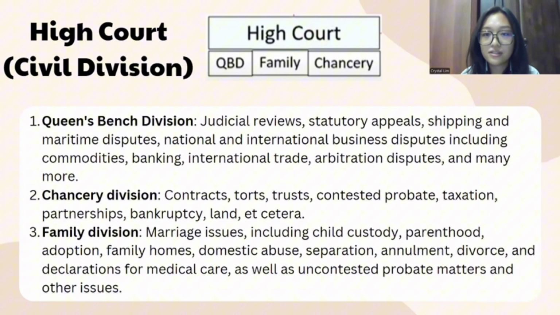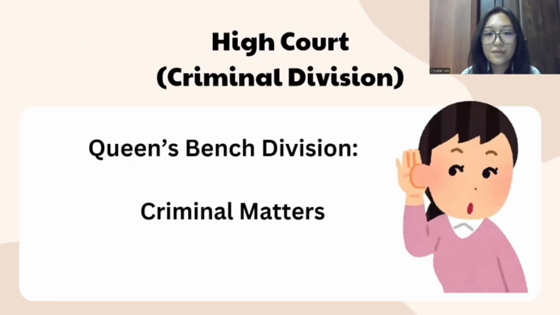The Family Division primarily handles all marriage issues, including child custody, parenthood, adoption, family homes, domestic abuse, separation, annulments, divorce, and declarations of medical care, as well as uncontested probate matters and other issues. And the Queen's Bench Division is the only division in the criminal division. It mainly hears cases involving criminal matters. Although the rulings are not legally binding on judges of the same level, they are generally persuasive and competitive.